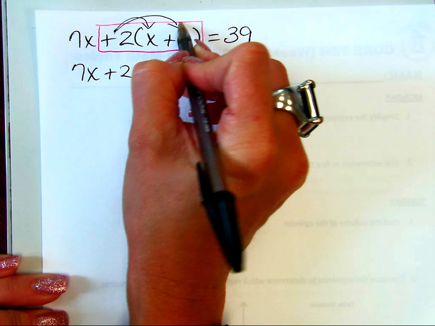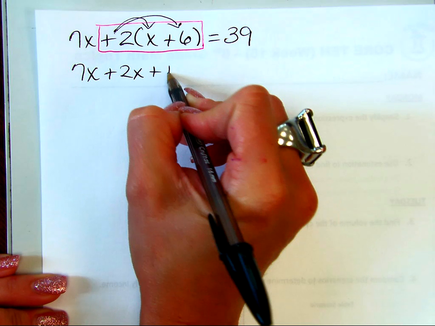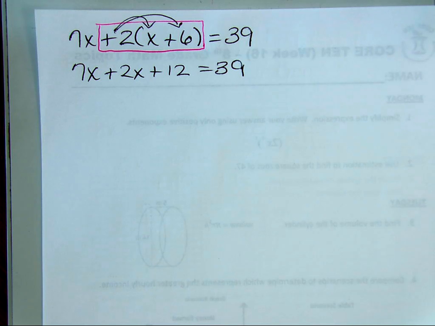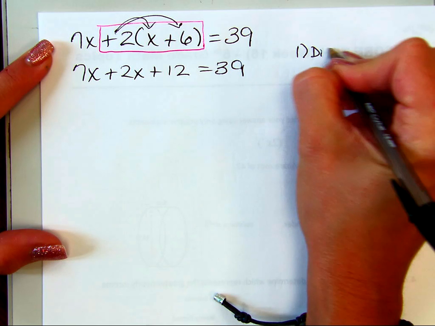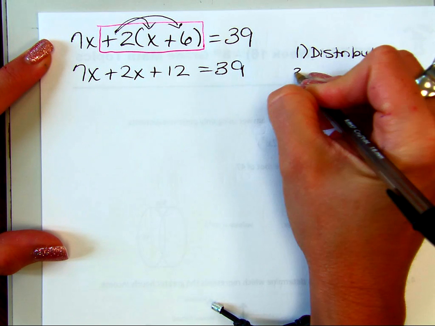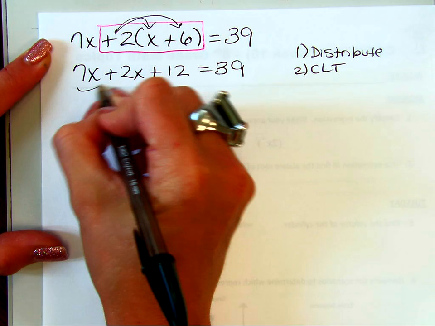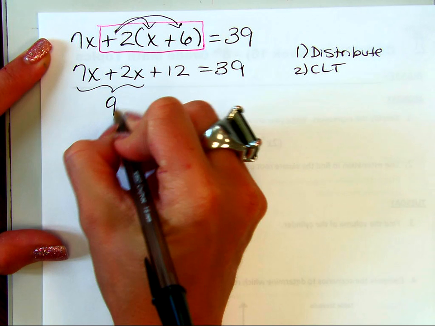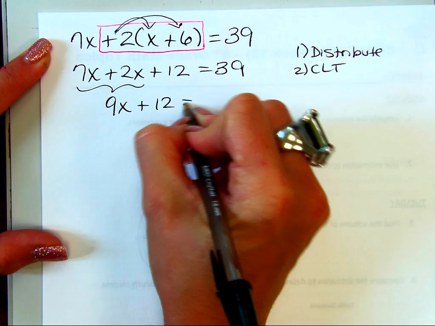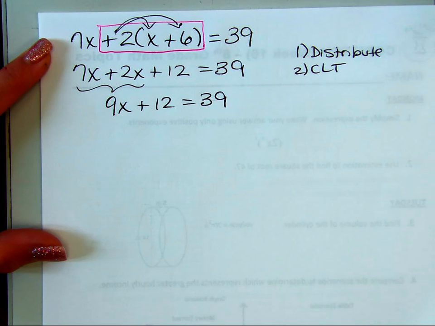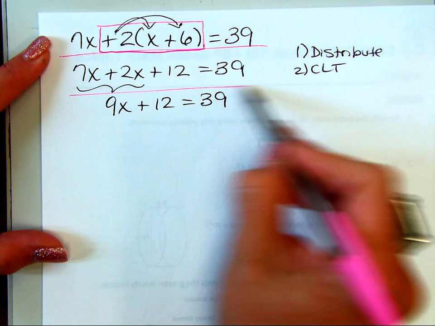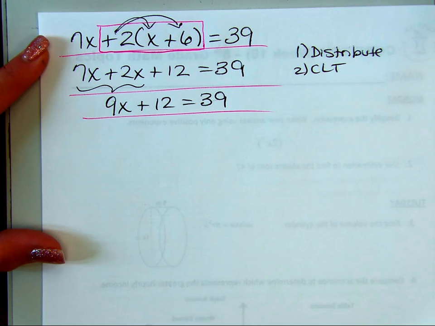That 2 is distributed, and 2 times x is 2x. 2 times 6 is 12. So my step 1 was to distribute. Step 2 is going to be to combine like terms, which we'll do now. 9x. Then you need to write everything else down.